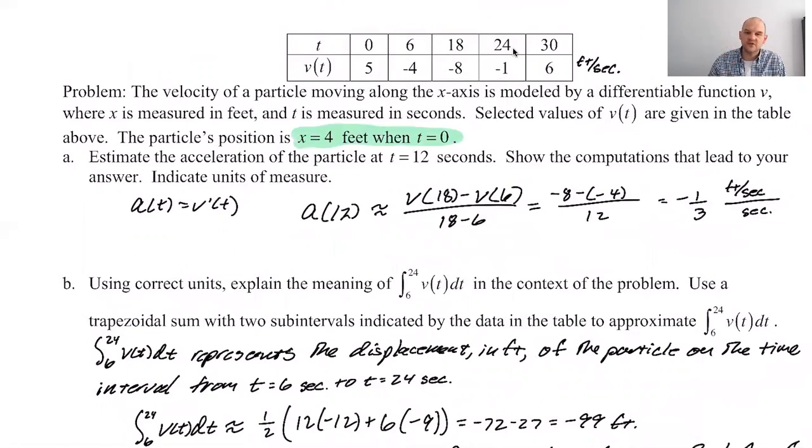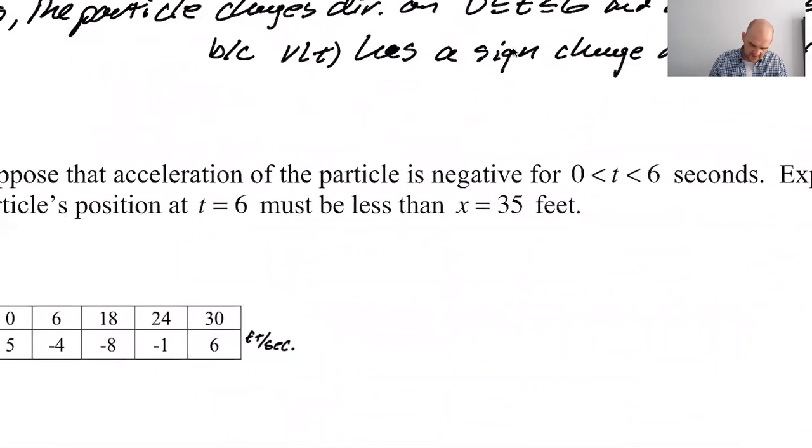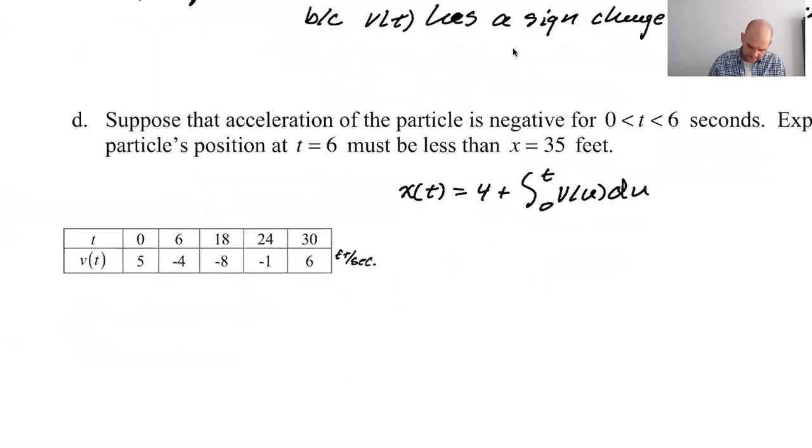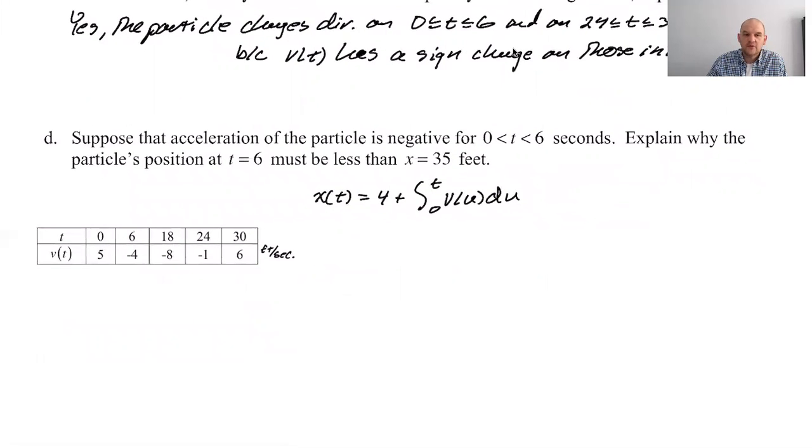I think I can write an accumulation function here and think about that. So at t equals 0, x equals 4. So in general, at x of t, we're going to be 4 plus the integral from 0 to t of v of dummy variable, v of u du. That's the true position. Now, explain why it's less than 35.